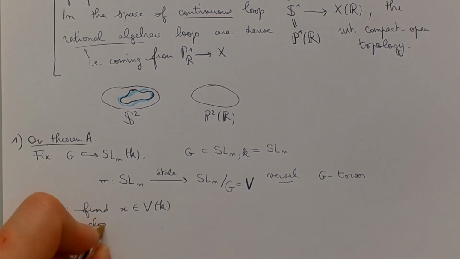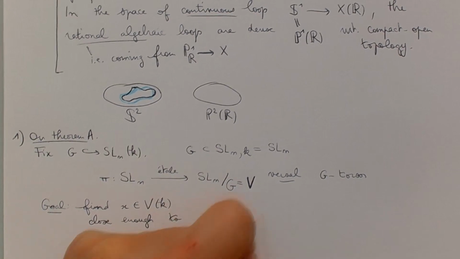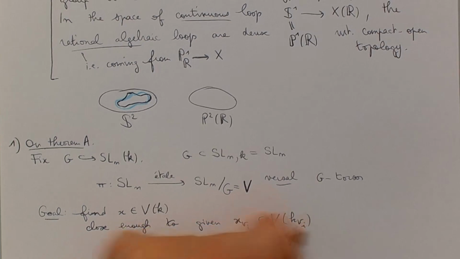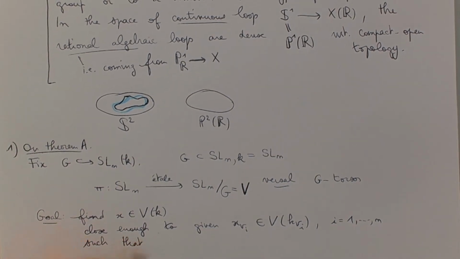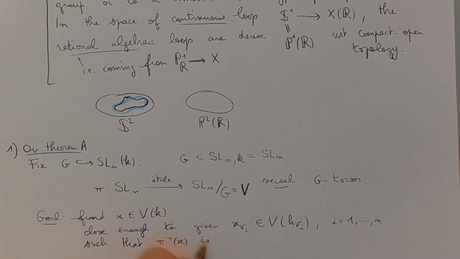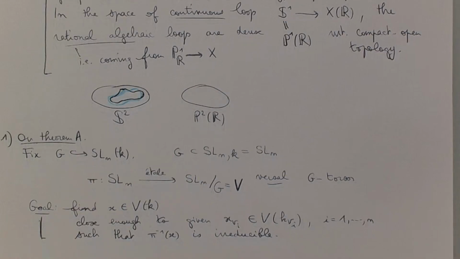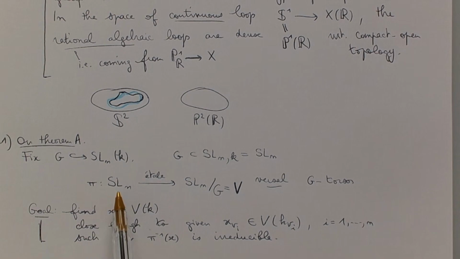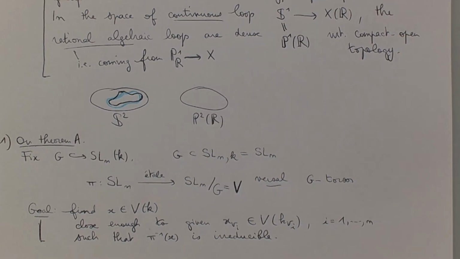And we want it to be close enough to given local points x_{v_i} in V(K_{v_i}) for i equals 1 to n, and such that the fiber of pi at x is irreducible as a scheme. So why is this exactly what we want to do? Well, if the fiber is irreducible, then it's going to be spec of some field. And now if you have a field extension of K, which at the same time is a G-torsor, then it has to be a Galois extension with group G, because G acts simply transitively on this geometric fiber. So such an x here will give us a Galois extension as in part 1 of the theorem.